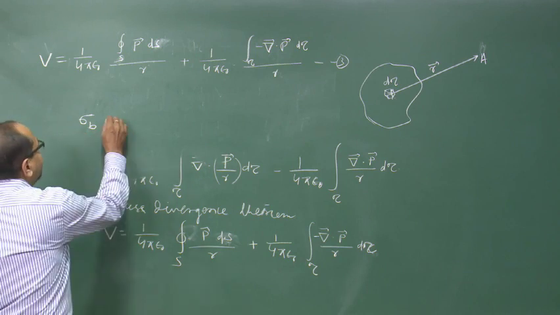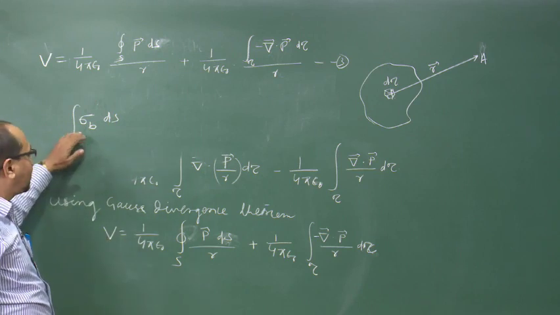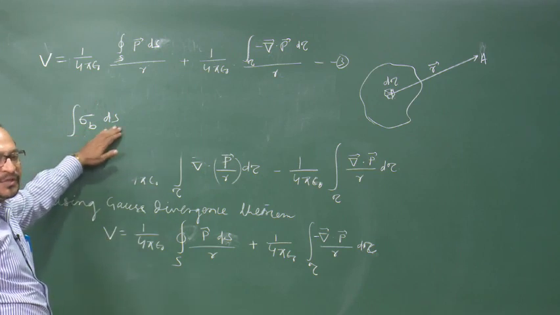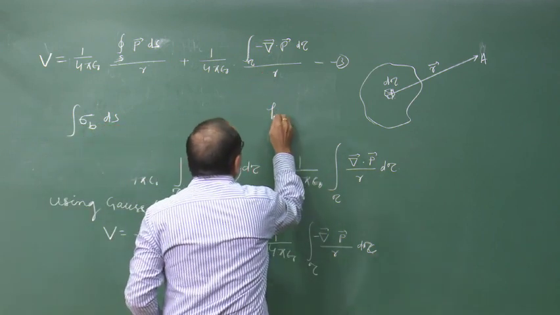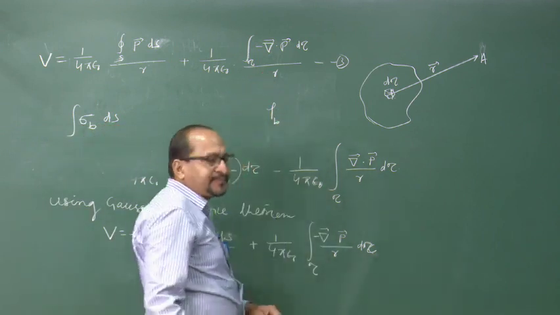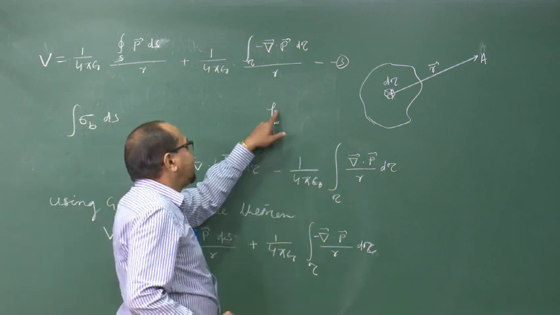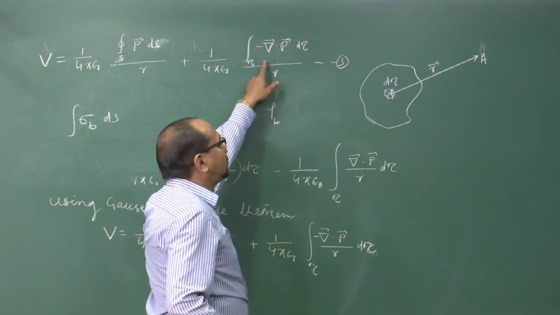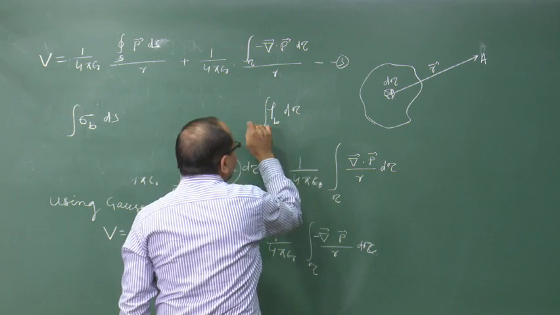So, this is sigma B into ds, and integration gives you the total charge, the surface charge density integrated over the surface. And this one is like a volume charge density rho. Of course, I should write a subscript B to mention that it is a bound charge. So, this contribution is due to volume charge density. This rho B into d tau integration is the total charge.